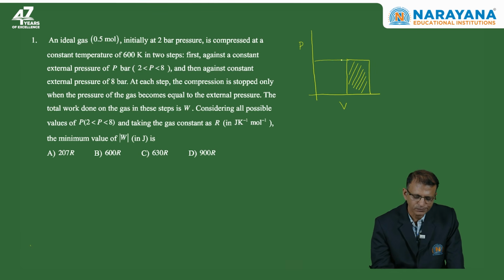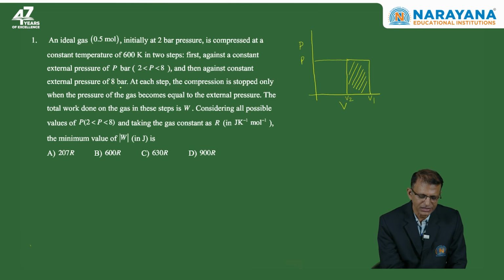So work done under this condition will be this area under the curve, where initially we are at a pressure of 2 bar and now the pressure is equal to P bar, right? When the pressure of the gas is equal to P bar, then this step is going to be complete, right? So this is the work done here. We can say that this is the initial volume V1 and now the volume is at V2. Then at the second step, we are keeping the external pressure at 8 bar, right? And if we try to show on the pressure versus volume graph, this should be the graph for this step.